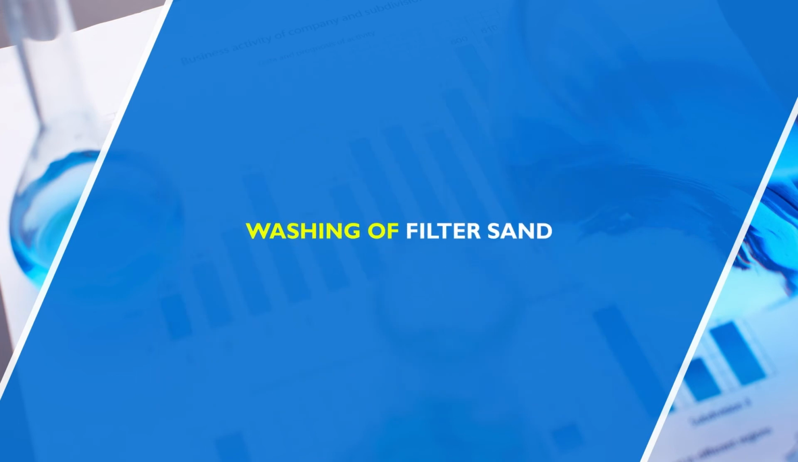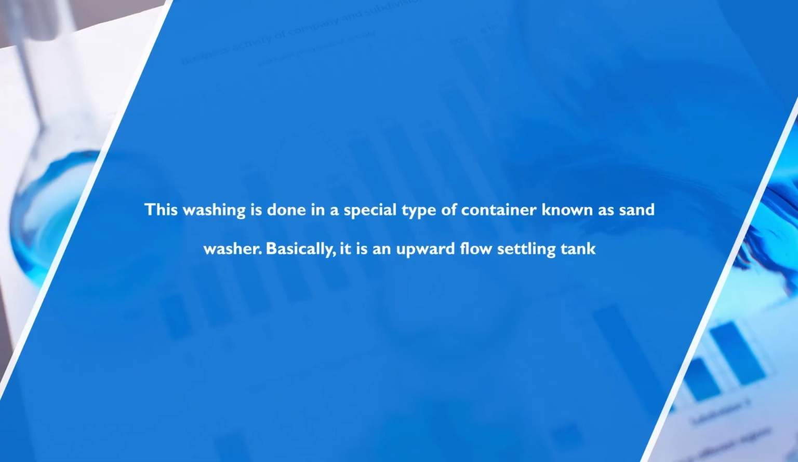Now washing of the filter sand. Before the filter sand is put in the filter bed, it is to be seen that it is free from impurities. Hence, it is to be washed to remove fines, grit, and organic impurities. This washing is done in a special type of container known as sand washer. Basically, it is an upward flow settling tank.